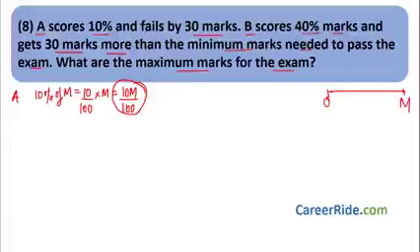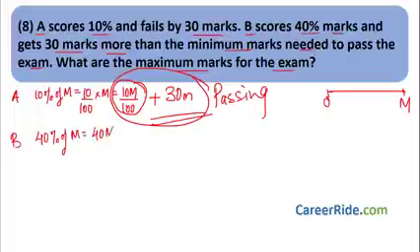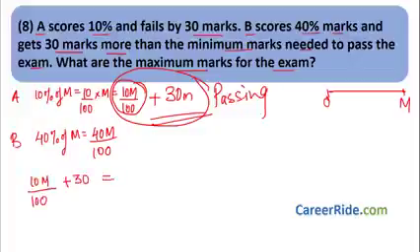That means what becomes the passing marks? 10M upon 100 plus 30 marks. These become the passing marks, right? Now what have they given? B scores 40% marks, so B gets 40% of M, that is 40M upon 100, and B gets 30 marks more than minimum marks, right? So marks of B are how much? Passing marks we already know, 10M upon 100 plus 30, these are passing marks, right?